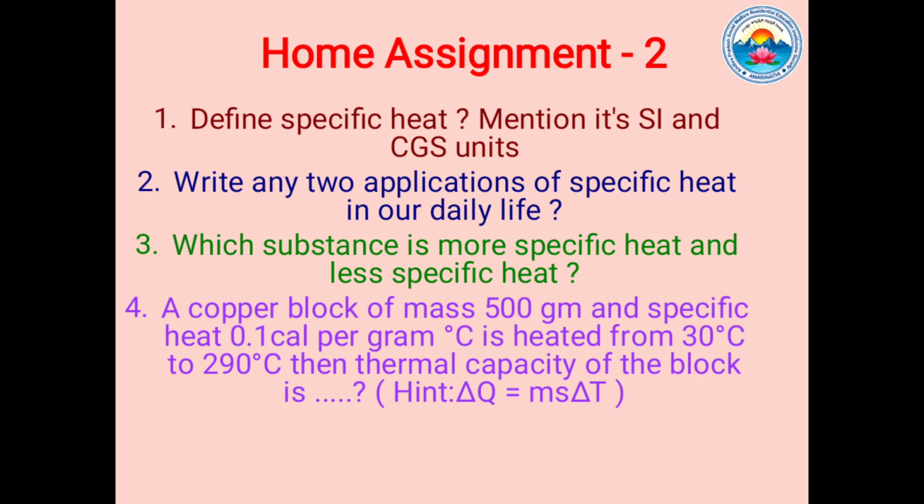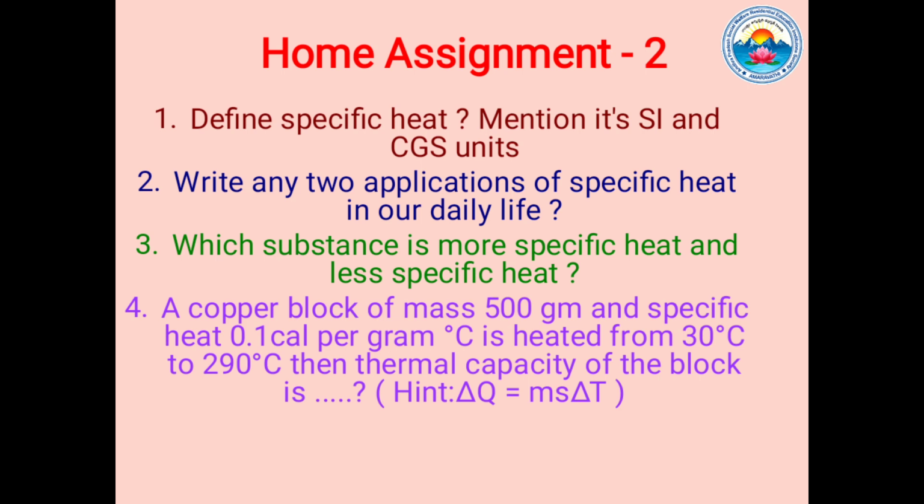And the fourth one is one of the important questions in coming classes. In future, when we go on to be an engineer or a doctor, physics questions are raised like this. Please try to understand. Very simple question. A copper block of mass 500 gram and specific heat 0.1 calorie per gram degree Celsius is heated from 30 degrees Celsius to 290 degrees Celsius. Then what is the thermal capacity of the block?